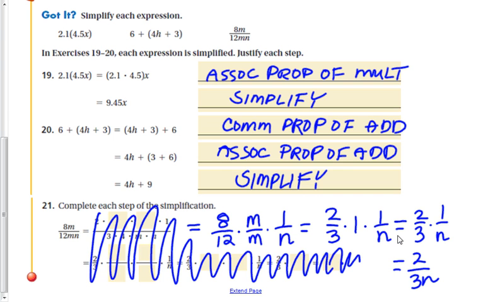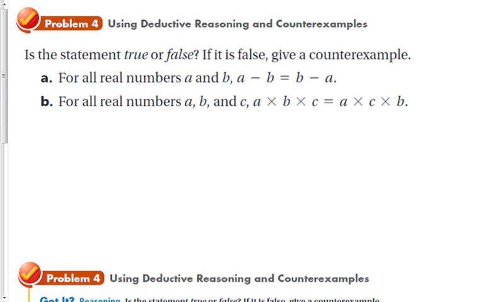Yeah, I didn't really like the way they set up the last one, so I scribbled it out and see if you don't understand my way better. Basically, I'm just breaking out the fractions, 8/12 times m over m and 1 over n. And 8/12 is 2/3, and m over m is 1. And 2/3 times 1 is 2/3 here, times 1 over n. 2 times 1 is 2, 3 times n is 3n. All right, one more problem to do.